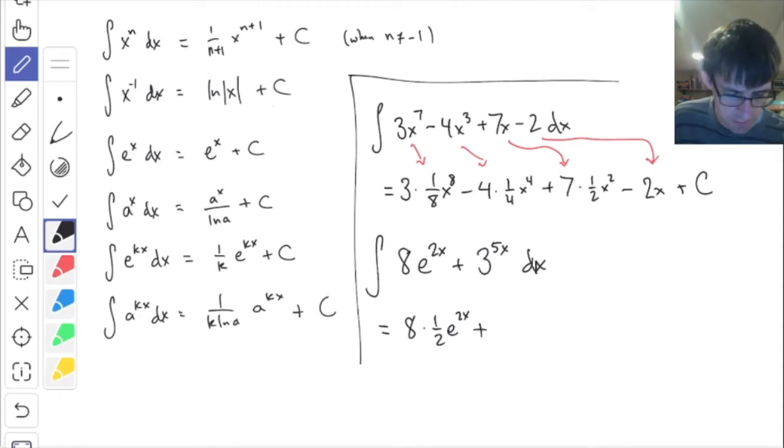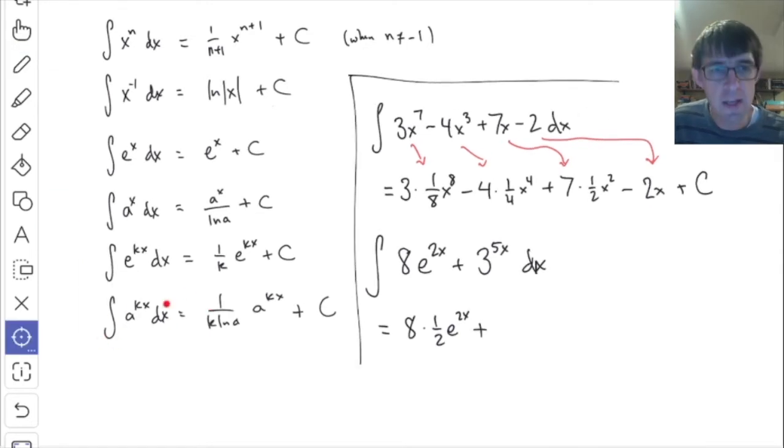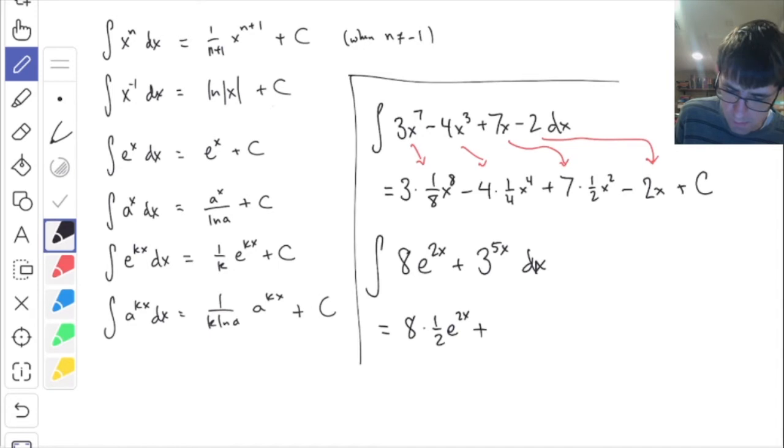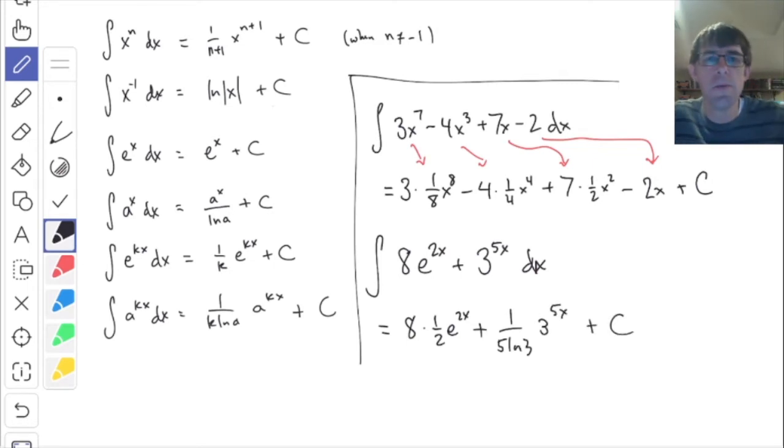That one fits this last formula, right? It's not an e, so I have to use the ones with the a's. And then there's this constant up top, which is the 5. So I'm going to use this formula here, where k is 5 and a is 3. What we get is 1 over 5 ln 3 times 3 to the 5x, and then I say plus c. And that's all there is to it. Any questions about that one?